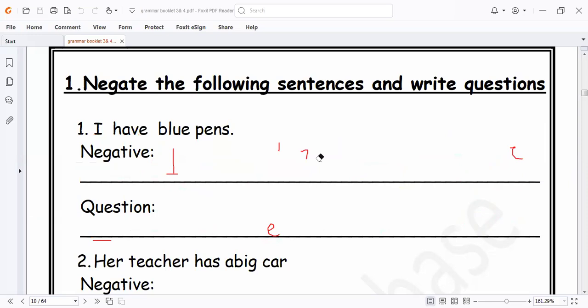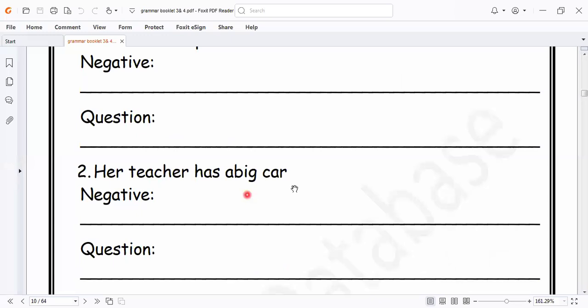Okay, because it's different here because we have does, and I return the verb to the stem. Like what? Here, let's go to another one. Her teacher has a big car. Negative form and question form.